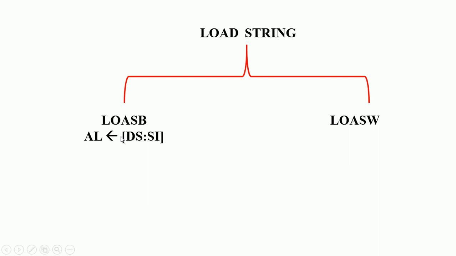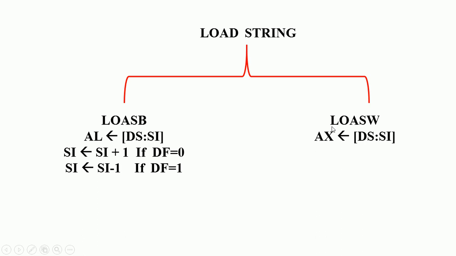After data transfer, automatically the content of SI is incremented or decremented by 1, that is decided by the direction flag. By default, the direction flag is reset. If the direction flag is reset, auto increment. If the direction flag is set, auto decrement. Now our job is to execute only this much. Load string byte automatically gets the data from this memory, the address is given by this, and puts it into AL. Then it updates SI, incrementing or decrementing by 1. SI is incremented by 1 if the direction flag is reset, or SI is decremented by 1 if the direction flag is set.